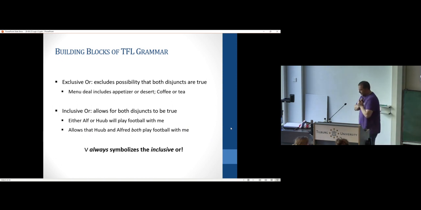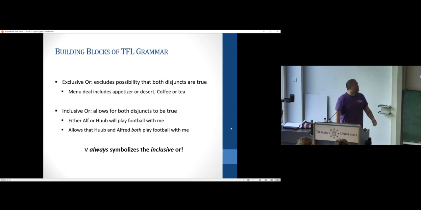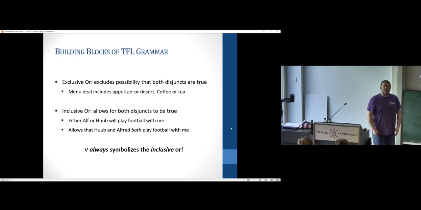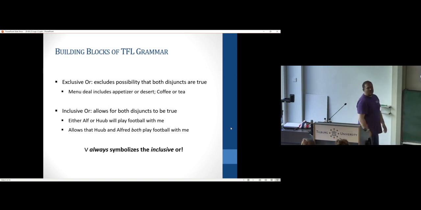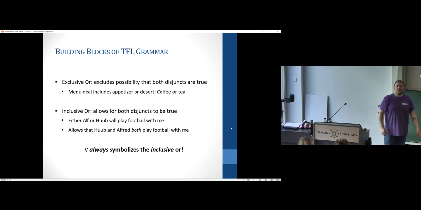One other thing to note about or is that English allows for two different senses of or. And in fact, frequently in English, we use the exclusive. So the exclusive or effectively excludes the possibility of both options. Here's the easy way. You'll see this on menus, right? The menu is such that you can have an appetizer or a dessert. And what it's saying is, if you pick the main, you can either pick the appetizer or you can take the dessert, but you can't take both, you greedy bastard.